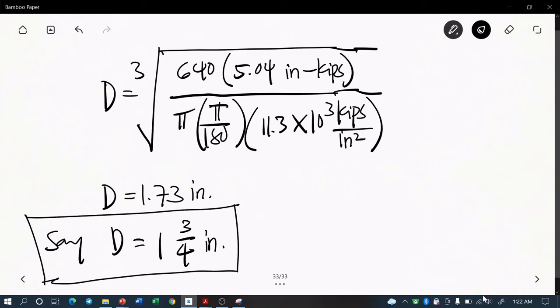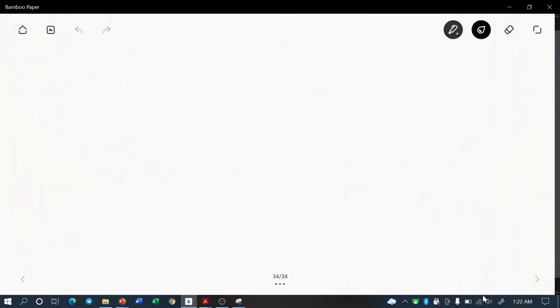Okay, so this is our first requirement. Now, the second requirement is we are required to select a steel that satisfies the conditions in the problem.